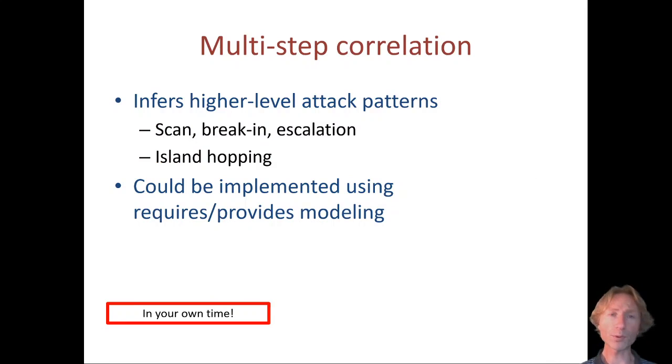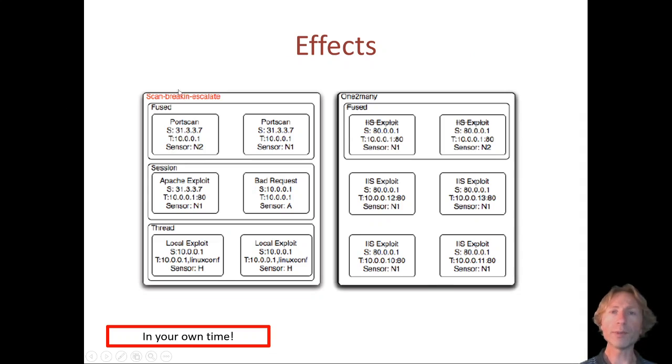We do a multi-step correlation where we infer these higher level attack patterns. Is this just a port scan, or is it a port scan followed by a break-in, followed by some escalation, followed by island hopping? That would all be interesting as part of the attack pattern. And that we can do with this requires-provides model that we saw earlier. So, for instance, we may detect that this is a scan here, followed by a break-in, followed by a local exploit that escalates to root.